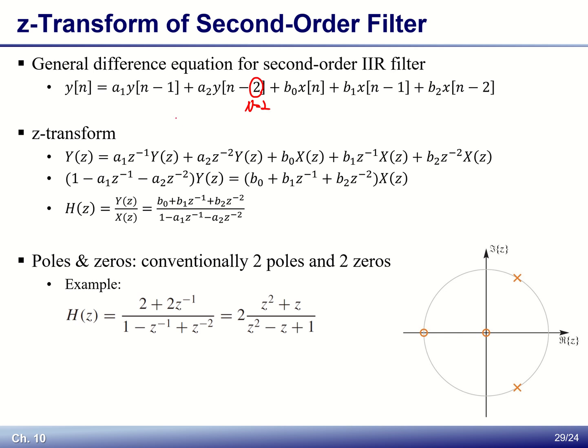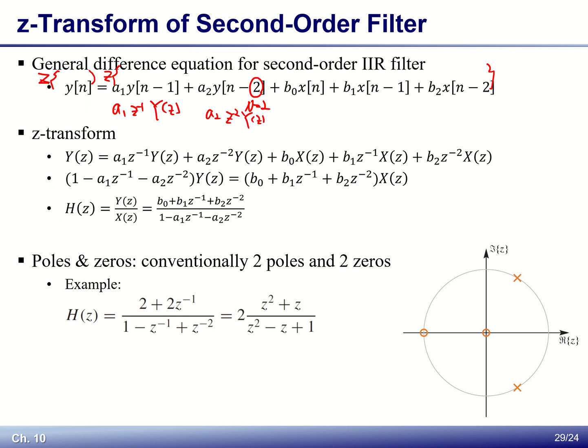To get the Z transform of Y(z), we can take Z transform on both sides. Since Z transform has a linearity property, we can transform each term. Here will be a1 z^-1 Y(z), here a2 z^-2 Y(z), like this.